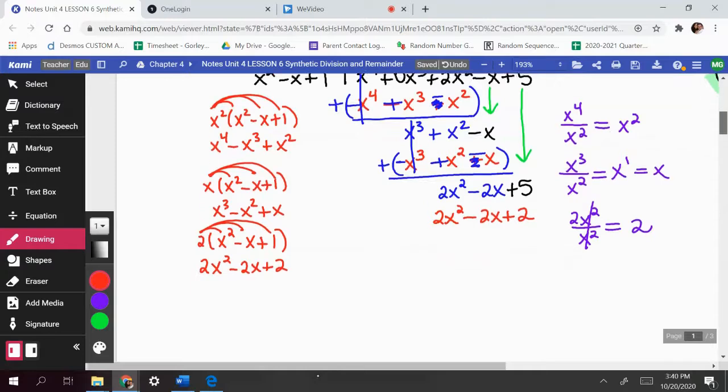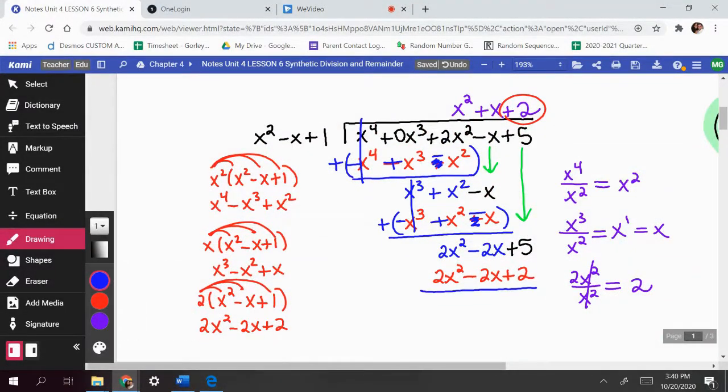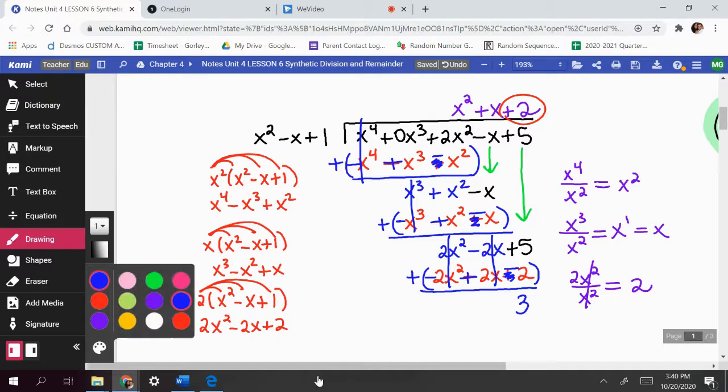Okay. When I draw the line, I have to change all the signs, right? Because when I distribute that negative sign through, this is going to be positive, minus, positive, negative. Okay, so we have 2x squared minus 2x squared. That goes away. Negative 2x plus 2x. That actually goes away too. So we have 5 minus 2, which is going to give me 3. Right? Divide, multiply, and subtract.